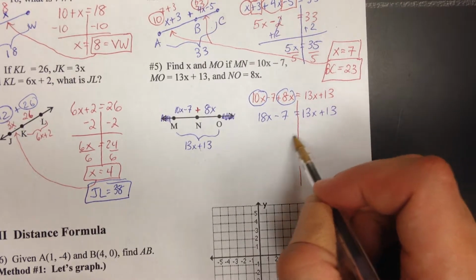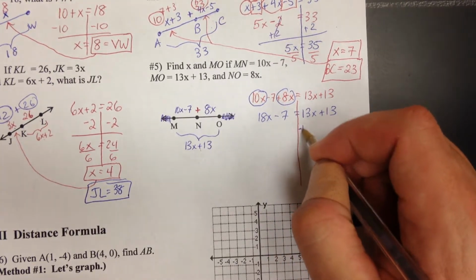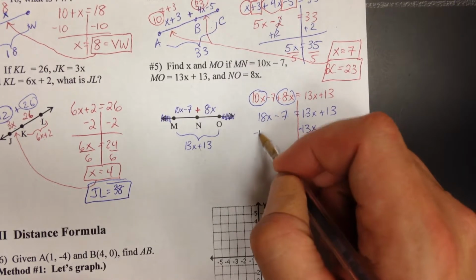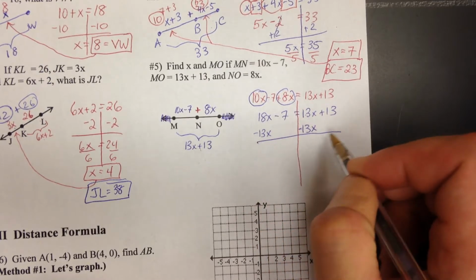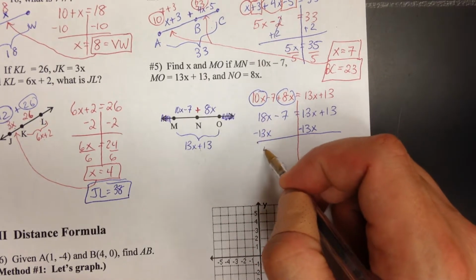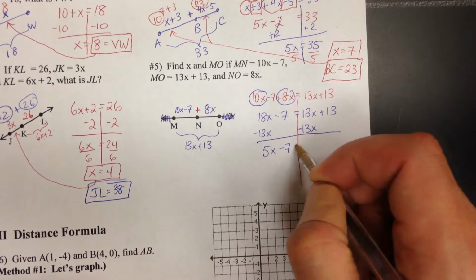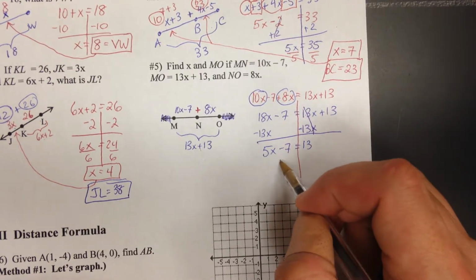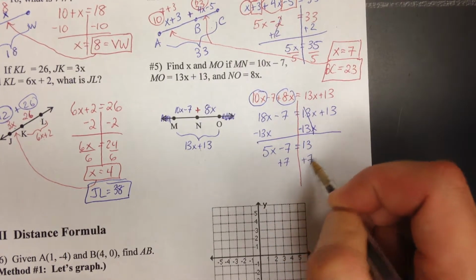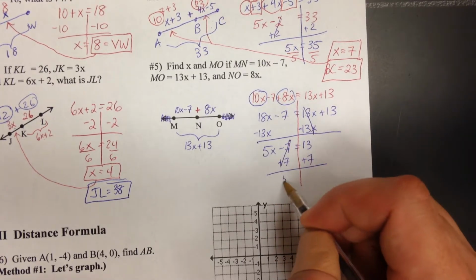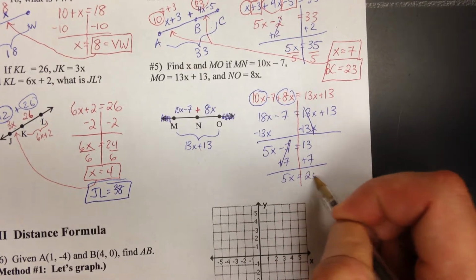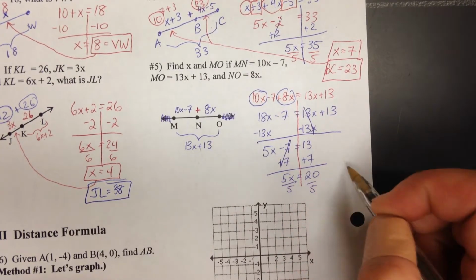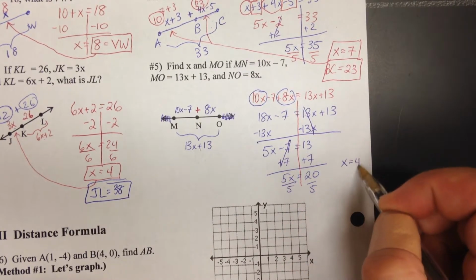I'm going to move the 13x to the other side because it's smaller than 18x. So that's positive 13x. I'm going to go minus, minus. We'll line that up. 18 minus 13 is 5x minus 7 equals 13. Move the constant, negative 7. We're going to add 7, add 7. We get 5x equals 20. And 5 times x, we're going to divide by 5. And we get x is equal to 4.